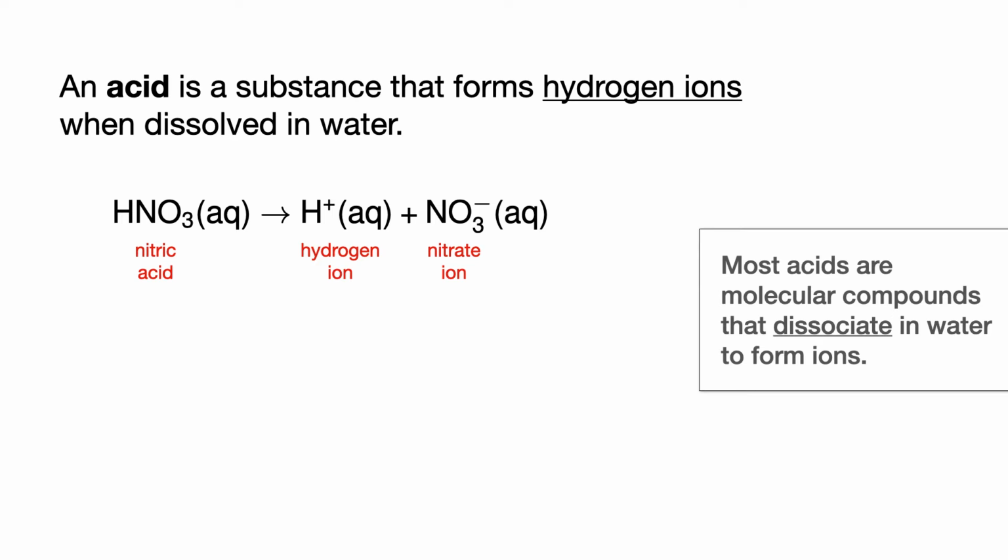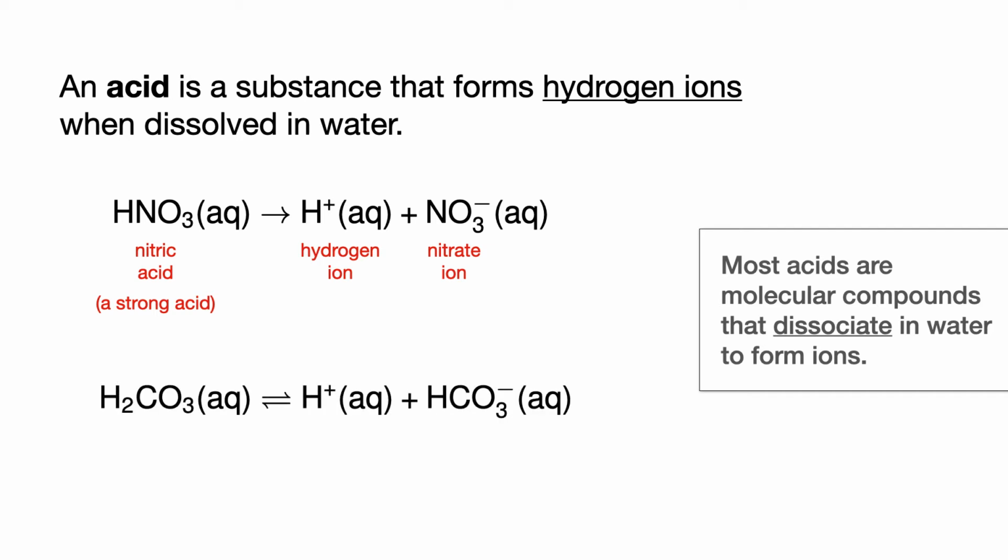Now, nitric acid is an example of something called a strong acid, which means that when it's dissolved in water, all of it dissociates into ions. So 100% of the nitric acid molecules in the water will be dissociated into hydrogen ions and nitrate ions. And this isn't always the case. There are many examples of acids that do not fully dissociate.